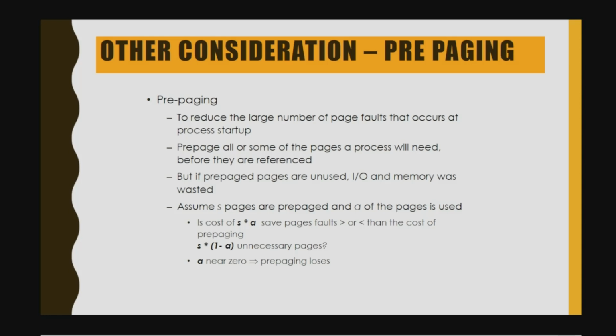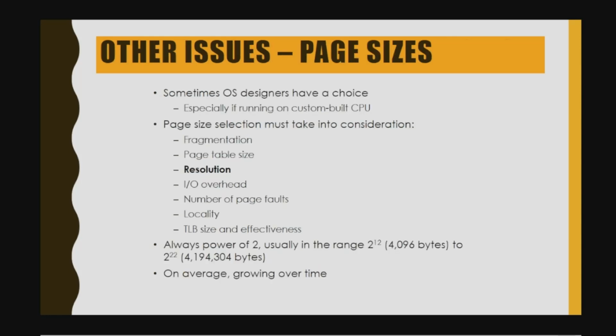Okay, we can assume that s pages are pre-paged and a fraction α of those pages is used. So is the cost of s times α saved page faults bigger or lesser than the cost of pre-paging s times (1 minus α) unnecessary pages? If α is near 0, pre-paging loses.